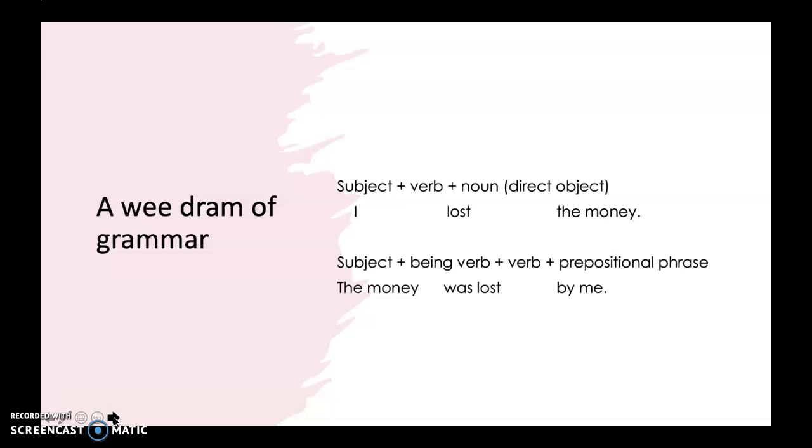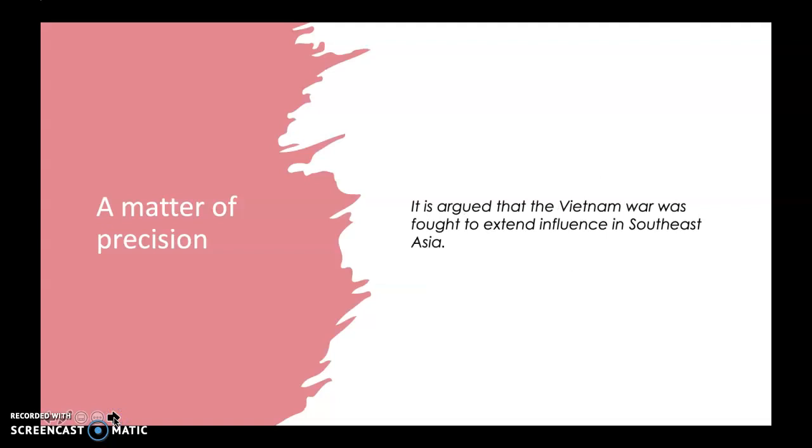There might be a reason to choose that construction. If you want to focus on the money, maybe shift the heat away from the person who lost it. Those are possibilities, but you need to know the difference so that you can make an informed choice. It's really a matter of precision. The Williams text style, Lessons in Clarity and Grace, offers us one of these examples.